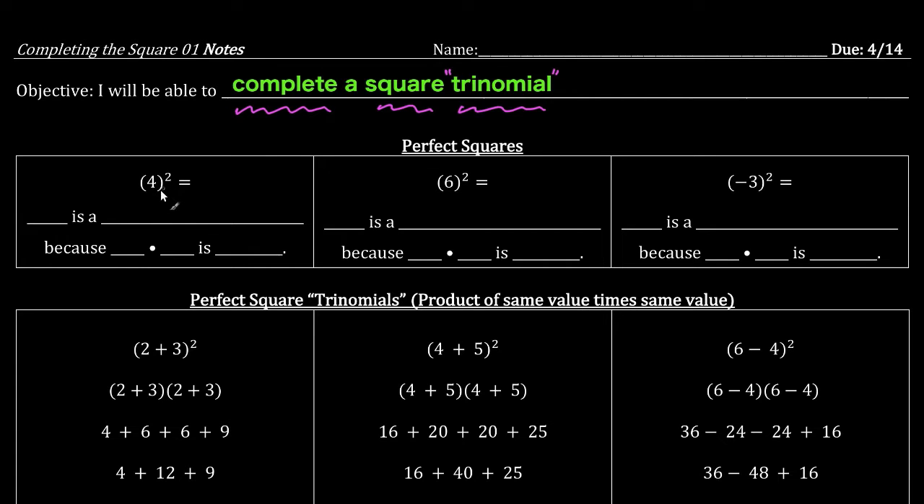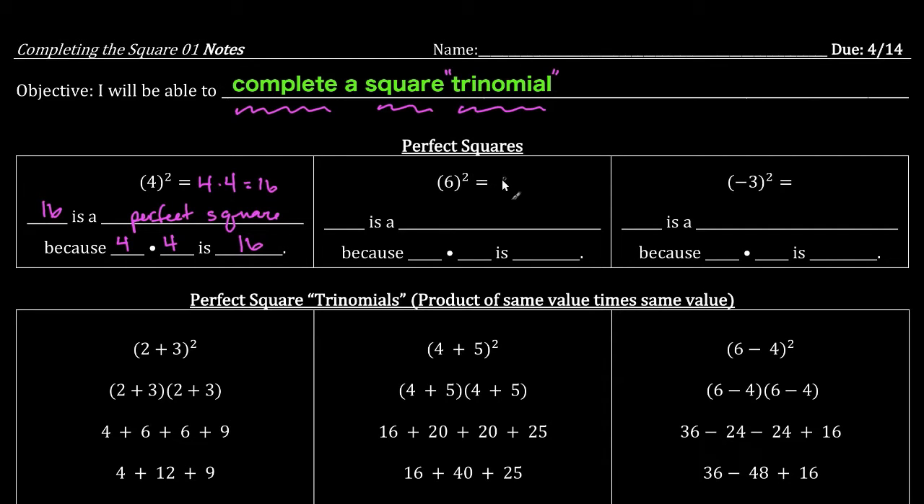So, for instance, 4 squared is 4 times 4, which is 16. Not 4 times 2, but 4 times 4. So that means 16 is a perfect square because 4 times 4 is 16.